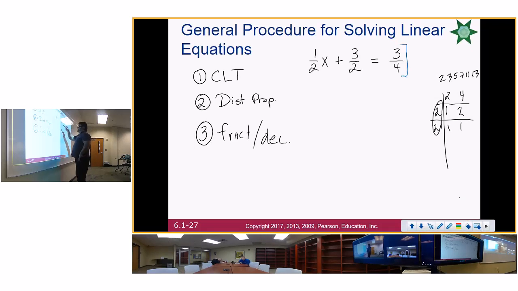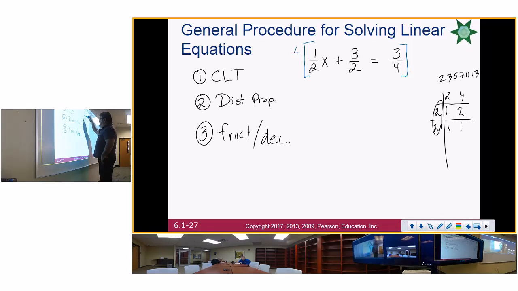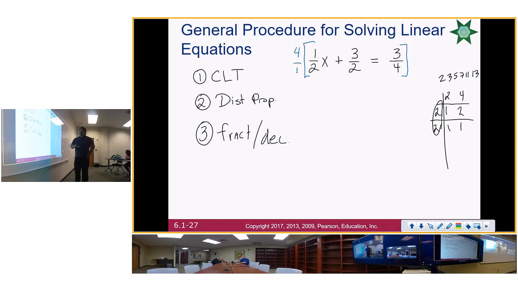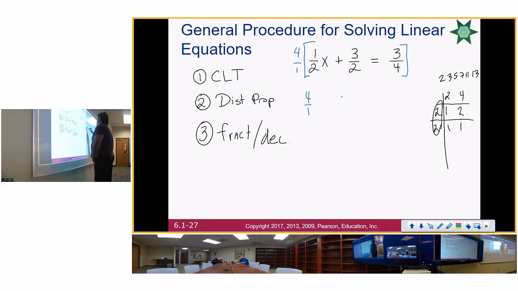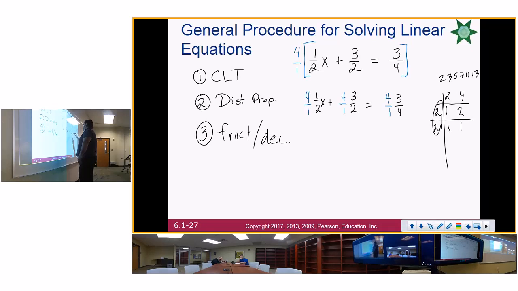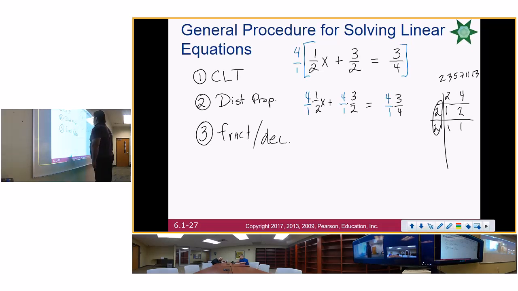4 over 1. Now I'm going to put a baby step in here because I do realize that some of you have never seen this before. So I'm going to put a 4 over 1 here, a 4 over 1 here, and a 4 over 1 here. Now I'm going to rewrite my equation. 1 over 2 x plus 3 over 2 equals 3 over 4, with the little multiplication symbol between them. There you go. Now let's take out the red pen.